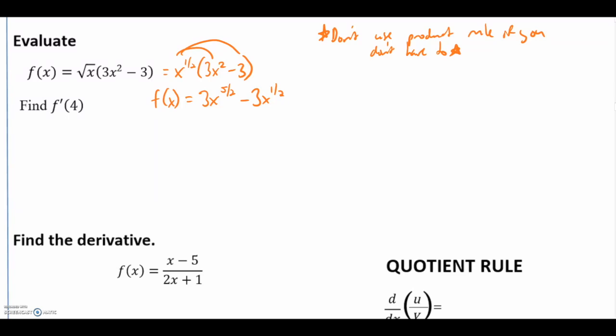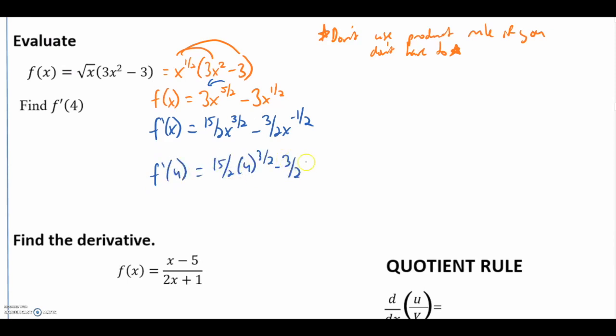Using this simplified form, though, we can quickly get f prime of x equals 5/2 times 3, or 15/2, x to the 3/2, minus 3/2 x to the negative 1/2. And we're ready to evaluate this at an x value of 4, which I'm going to go ahead and plug into a calculator in order to confirm our answer.